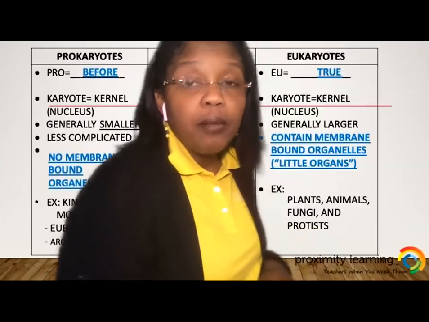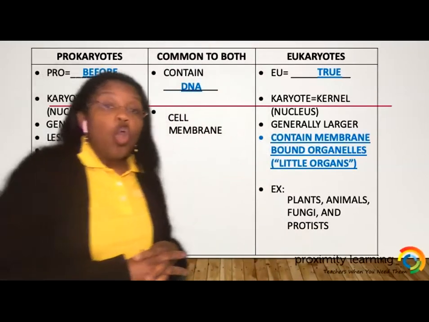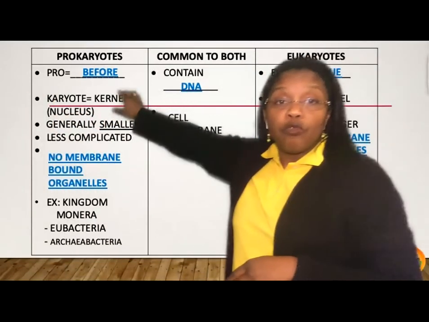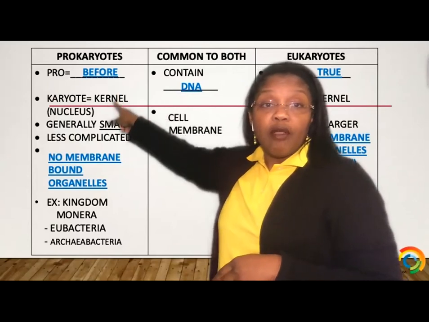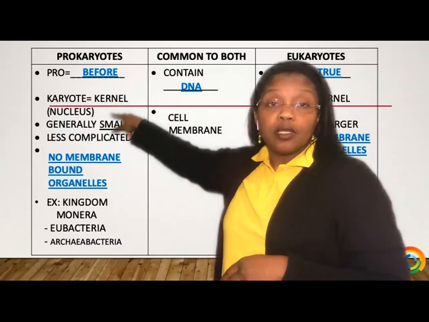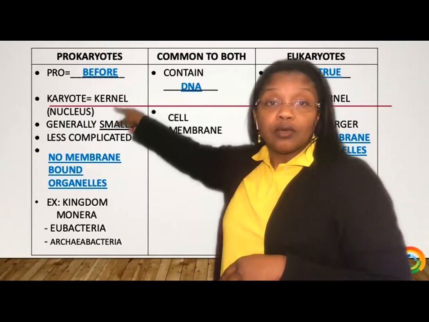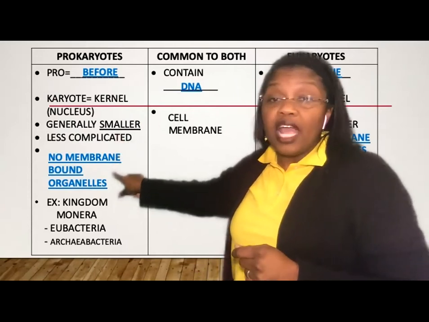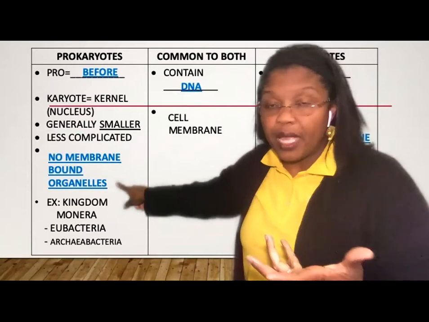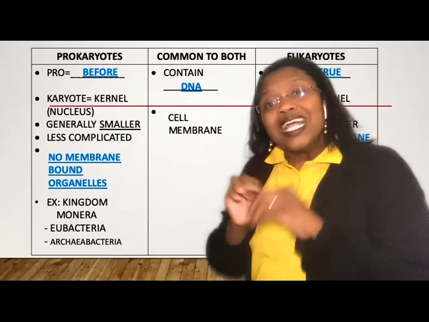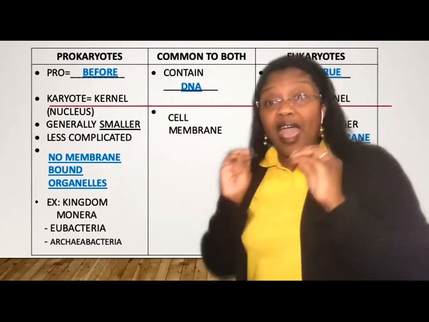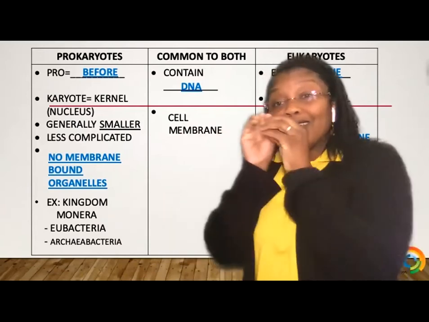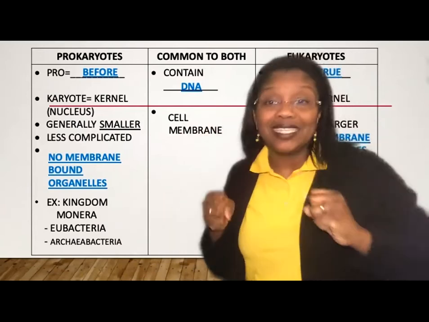So what are some of the similarities and differences between the two? First of all, take a look at the very top part. What does it mean? You see the prefix pro. The prefix pro means before. The karyote is like a kernel or the nucleus. So it's before the nucleus. Generally speaking, prokaryotic cells are a lot smaller. They usually do not have what they call membrane-bound organelles. What does that mean? A membrane is just like a very thin tissue that surrounds something. And cells have mini organs inside. Prokaryotic cells don't have that little coating around the mini organs inside of it.